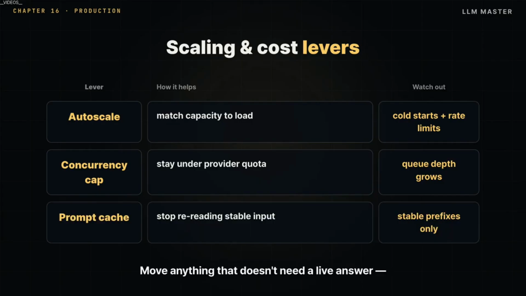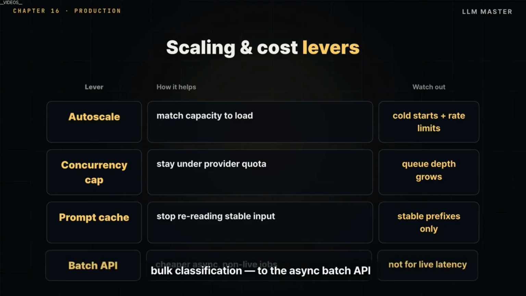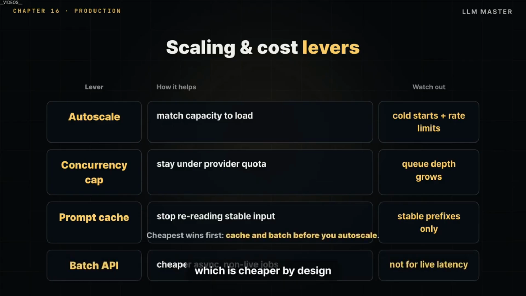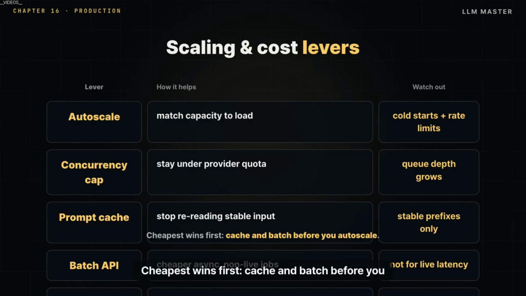Move anything that doesn't need a live answer, nightly evals, bulk classification, to the async batch API, which is cheaper by design. And put a hard budget ceiling on top, per tenant, so a runaway loop or a bad actor can't run up an unbounded bill. Cheapest wins first. Cache and batch before you auto-scale.